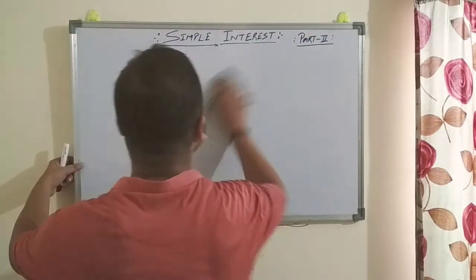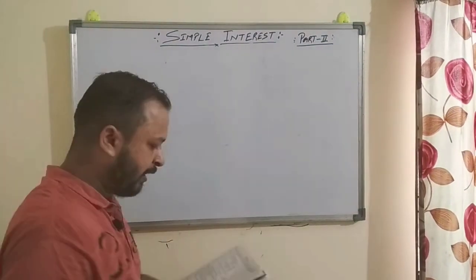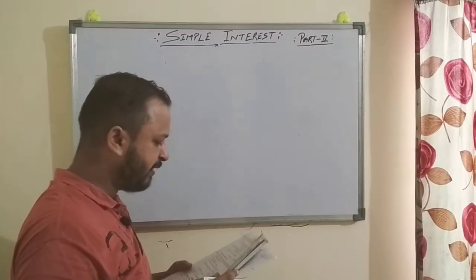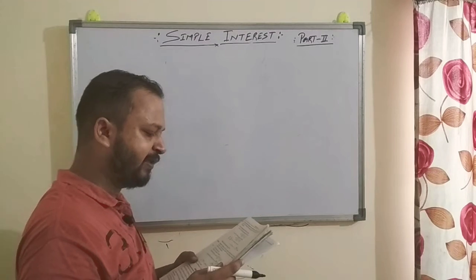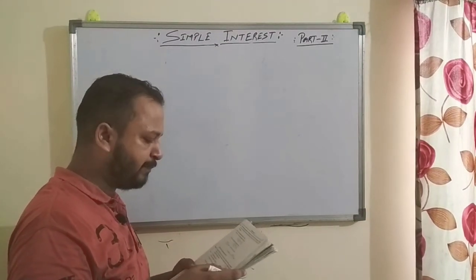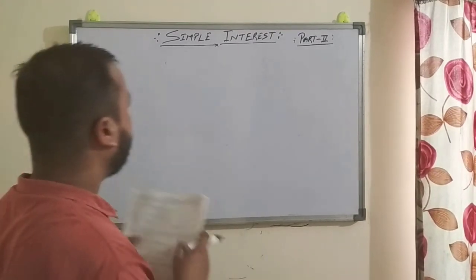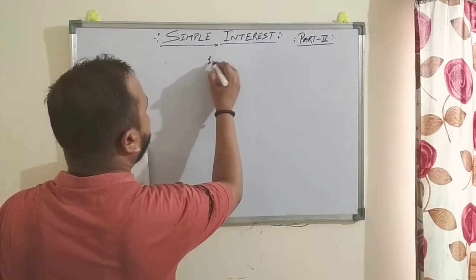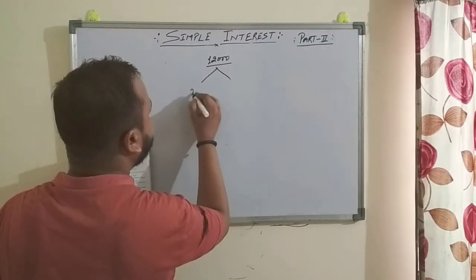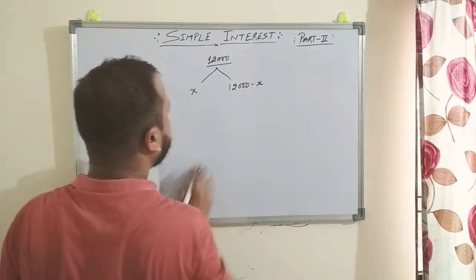So in the last example, it is given as: divide 12,000 rupees into two parts such that simple interest on the first part for 2 years at 6% per annum is equal to the simple interest on the second part for 3 years at 8% per annum. So total amount is what? 12,000 rupees. You have to divide it into two parts. If one is x, so another is 12,000 minus x, right?